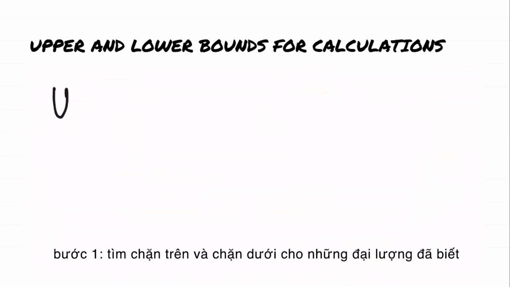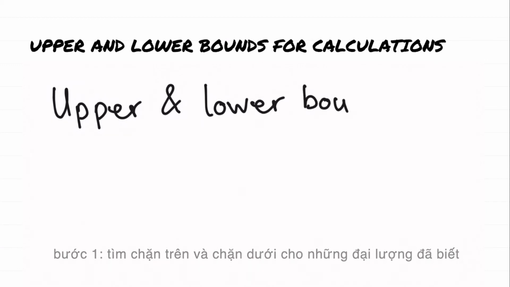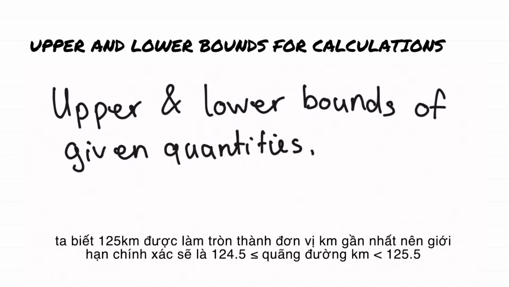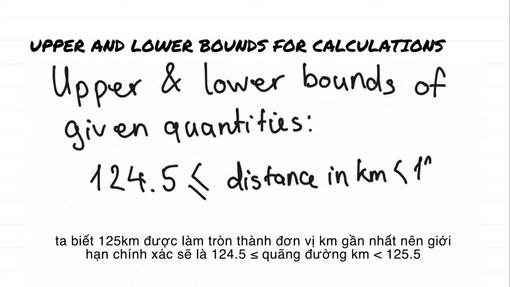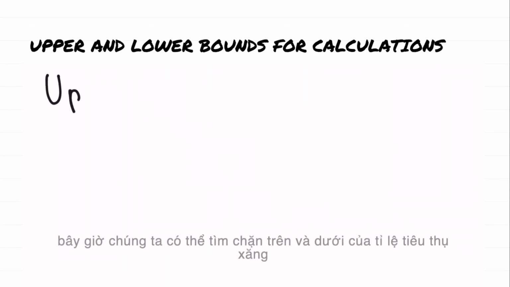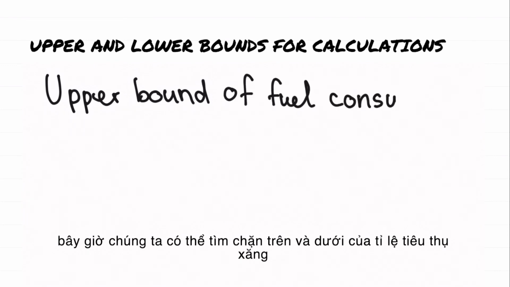The first step for all questions like this is to find the upper and lower bounds of all your given quantities. We know 125 kilometers is the rounded distance to the nearest kilometer, so its limits of accuracy will be distance in kilometer greater than or equal to 124.5 and less than 125.5. The limits of accuracy of fuel in liters will be fuel in liters greater than or equal to 16.05 and less than 16.15.